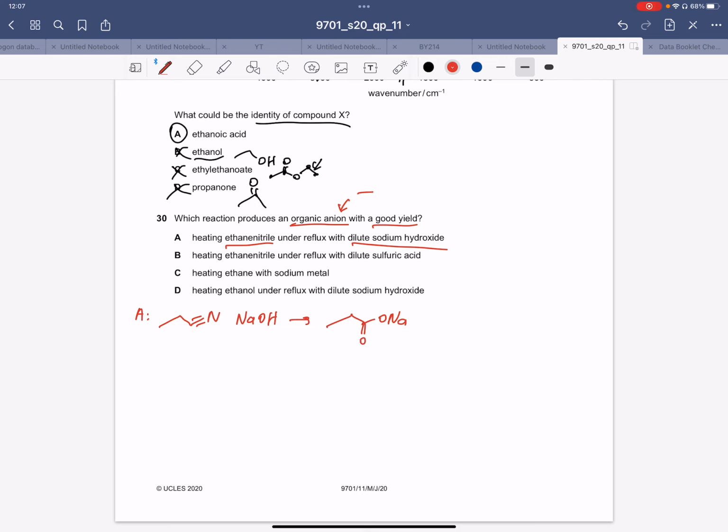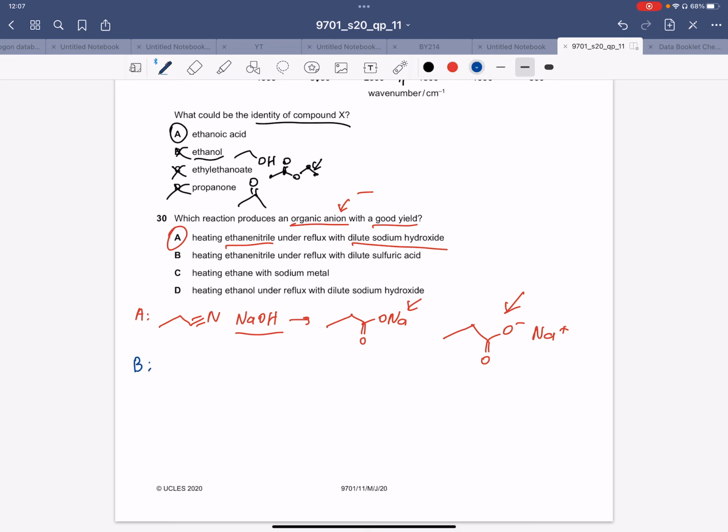And because you have a bunch of sodium hydroxide in there, this is going to be under basic conditions. So this will split up into ions because it is an acidic compound. So you're going to get O minus and Na plus in your solution. So we basically already know that we have our organic anion right here. So answer A is probably going to be it. But let's take a look at the other choices just to confirm.